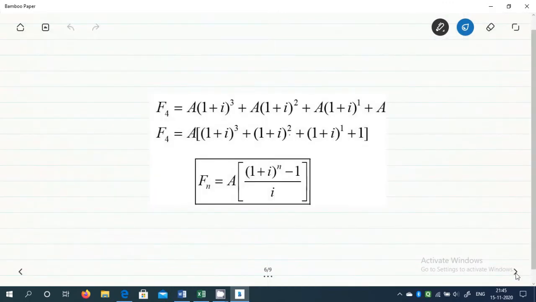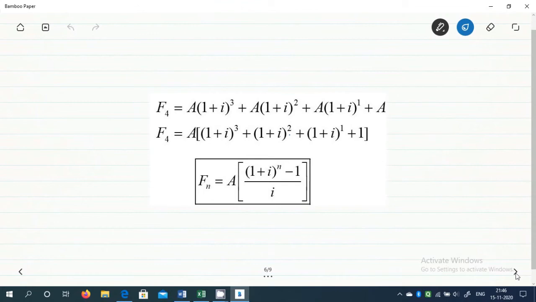So the future value we will write over here as F4, that is the future value for the 4th year: A into 1 plus I to the power 3. In our case, A is 1 rupee: 1 plus 0.10 to the power 3, plus 1 rupee into 1 plus 0.10 to the power 2, plus 1 rupee into 1 plus 0.10 to the power 1, then after that 1. I can write it in this way. I can take A common, and then I can write it in this way.